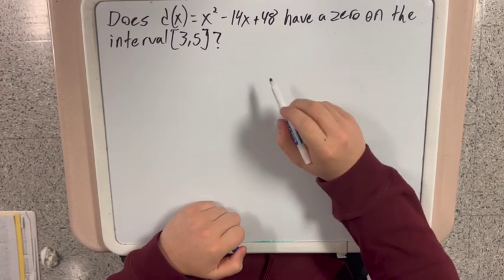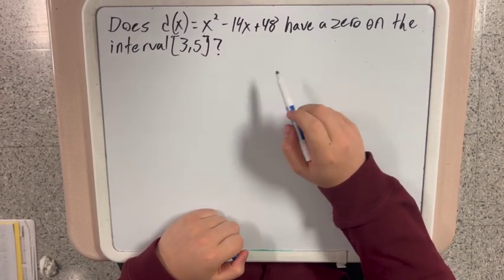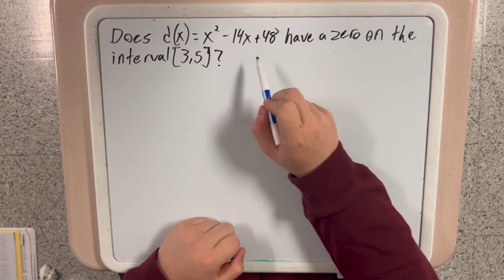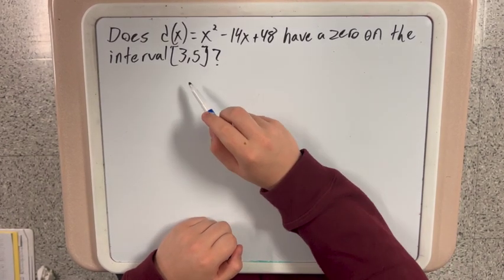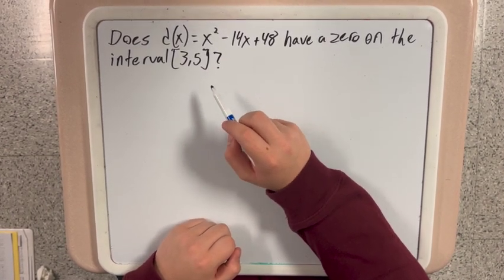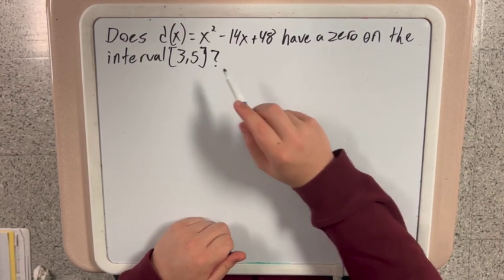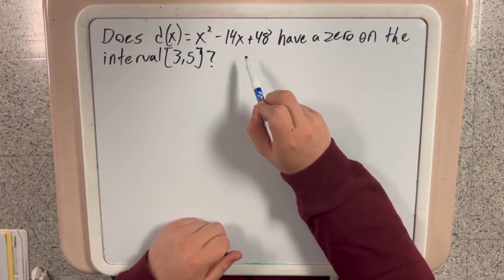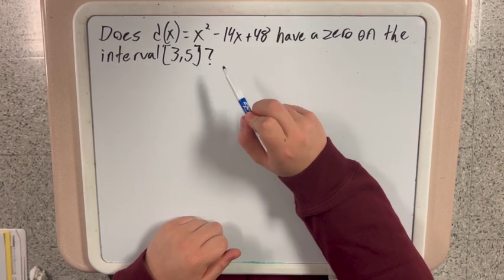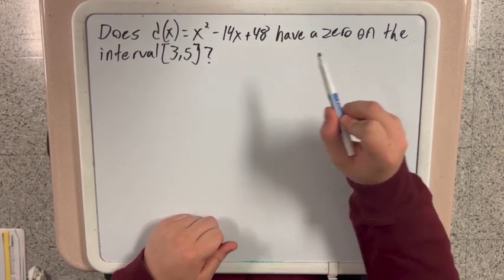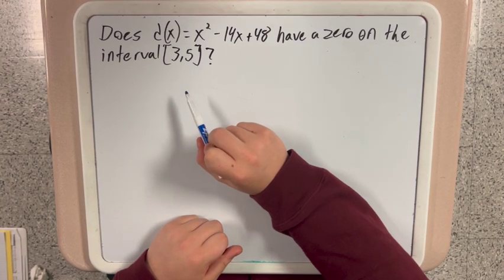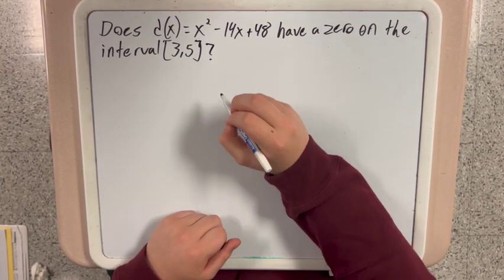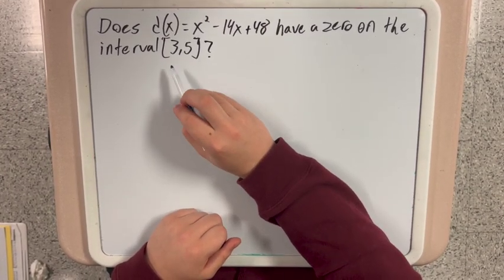So this is a very similar problem to the last one we've had. We once again have a polynomial, and we're trying to find if there's a 0 on the interval, in this case from 3 to 5. Because we have a polynomial here, we know that it's continuous, and because we know it's continuous, we can start to use the intermediate value theorem to see if we have a 0 between 3 and 5. So the first thing we're going to have to do is find d of 3 and d of 5.